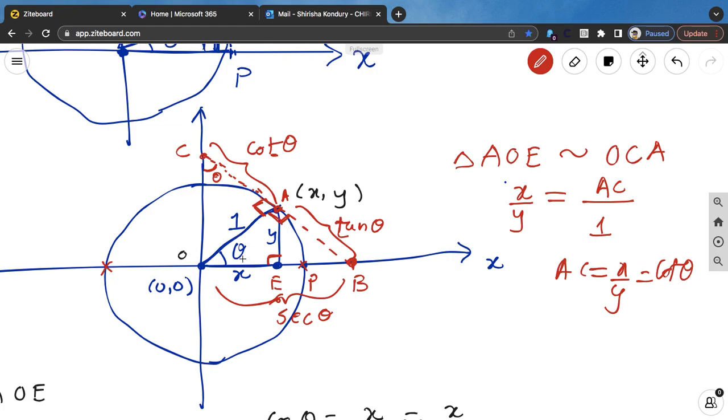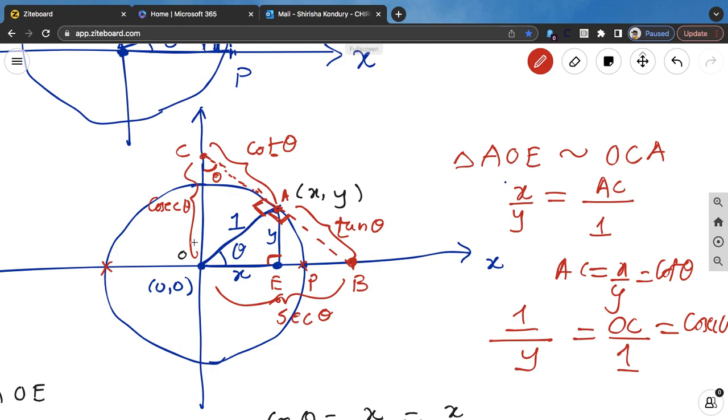And similarly, I can write cosecant is hypotenuse upon opposite side. So look at the bigger triangle, hypotenuse upon opposite side. So OC is nothing but 1 by y, which means it is cosecant theta. So this is cosecant theta.